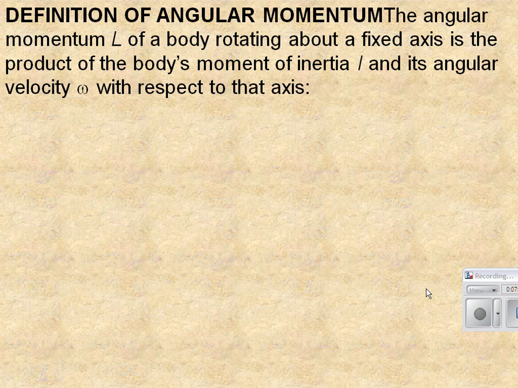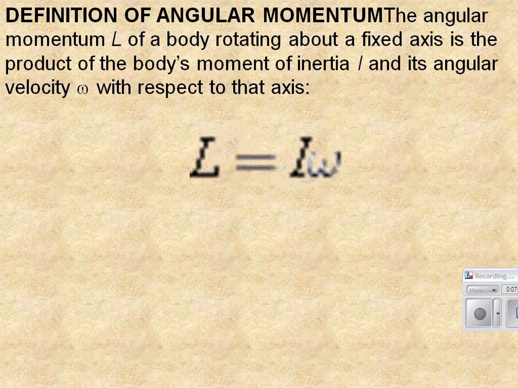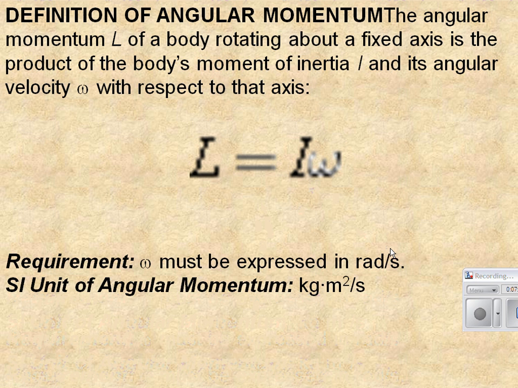So the definition of angular momentum: the angular momentum L of a body rotating about a fixed axis is the product of the body's moment of inertia I and its angular velocity omega with respect to that axis. So here's our equation. L equals I omega. Angular momentum equals rotational inertia times omega. Omega must be in radians per second, and the units for angular momentum are kilograms meters squared per second.